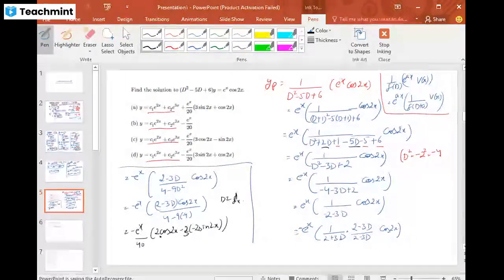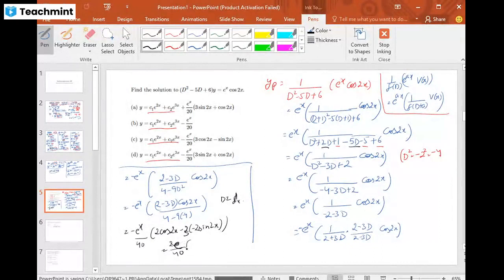Right? And I can take minus 2 common. So minus and minus become positive. So it is e power x, 2 common. It is 2 times e power x upon 40, and here we have cos 2x plus 3 sin 2x. It is 2 one's are 2, 20. So the answer is e power x upon 20, (cos 2x plus 3 sin 2x). The negative sign is retained here because this negative and negative become positive.